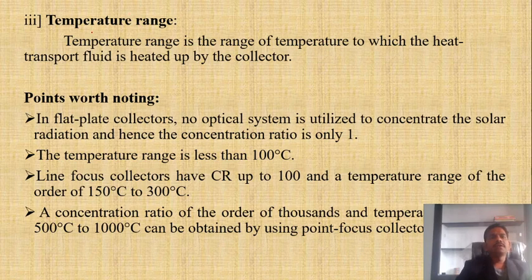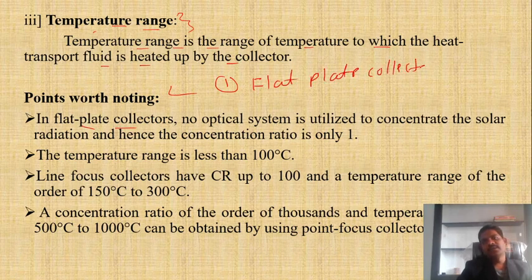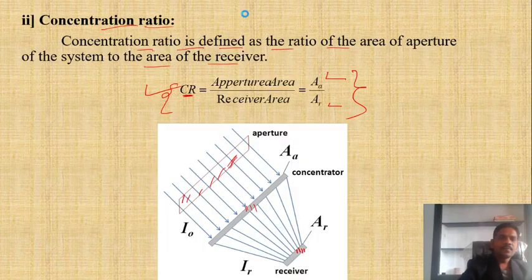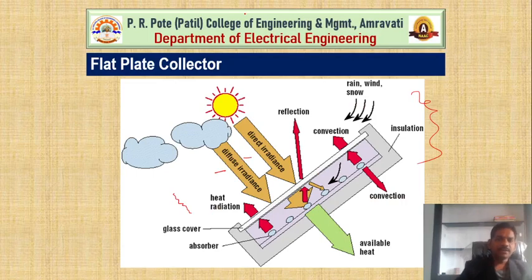Third is, what is a temperature range? So temperature range is the range of temperature to which a transparent heat transfer fluid is heated by a collector, that is called the temperature range. So these are the very IMP points you observed in flat plate collector, because our first topic is what is flat plate collectors. फ्लैट प्लेट कलेक्टर के लिए हमने ये 3 डेफिनेशन डिफाइन की है जो एकदम IMP डेफिनेशन है. Okay, and this flat plate collector is now we have to discuss.